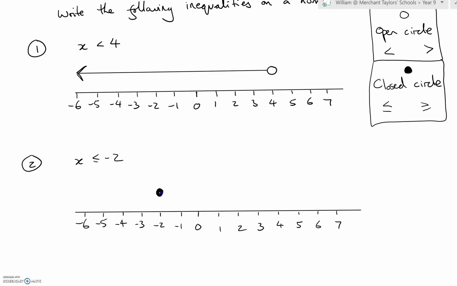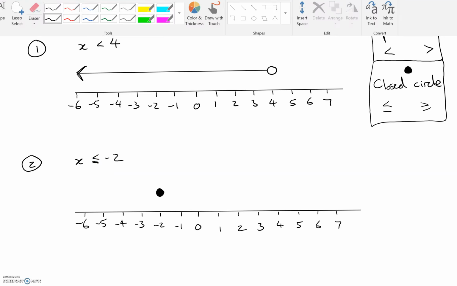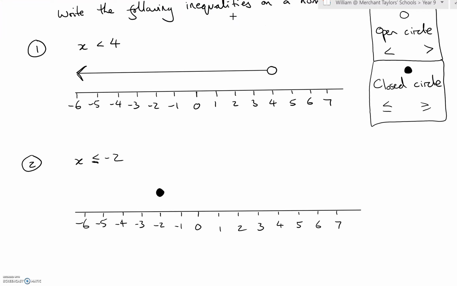This time it'll be what we call a closed circle. It includes the center, because it's including that extra value because of the equal to bit within the inequality. And again, we want to draw an arrow in the direction of the values we want. So we want everything less than or equal to -2. So again, we want everything this side, this way.